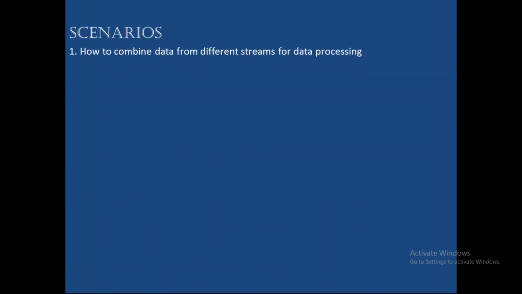Okay, these are the things we need to learn. So scenarios. Today we will see how to combine data from different streams for data processing. For example, I'm going to consider a data set of cricket matches. Let's say you have 3 matches. Match 1 details you are getting in a separate file, match 2 details in a separate file, match 3 details in a separate file. All these 3 files are available in 3 different folders. Now I need to create 3 data sets.